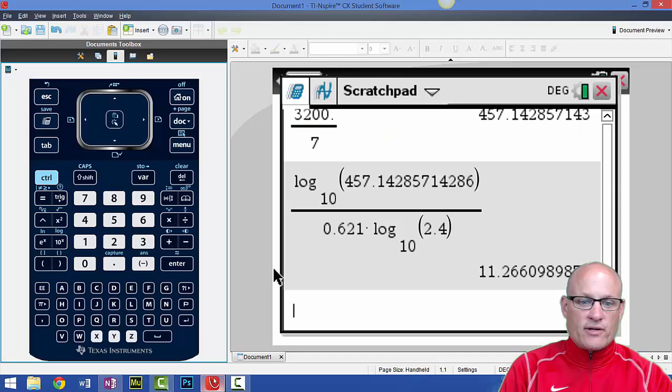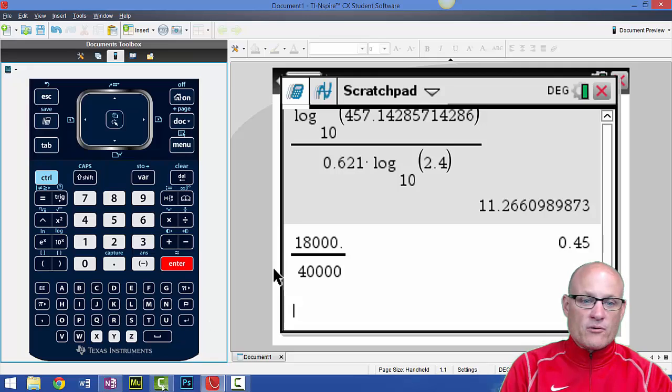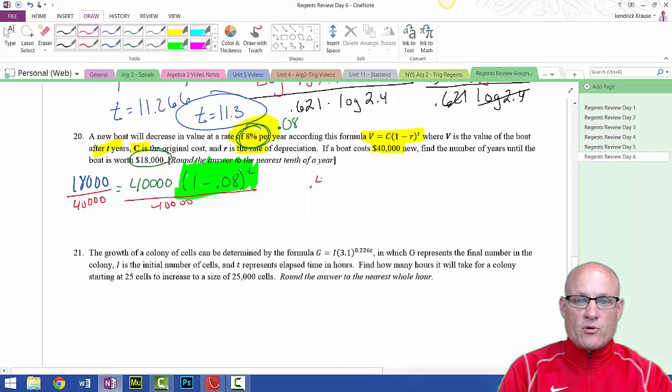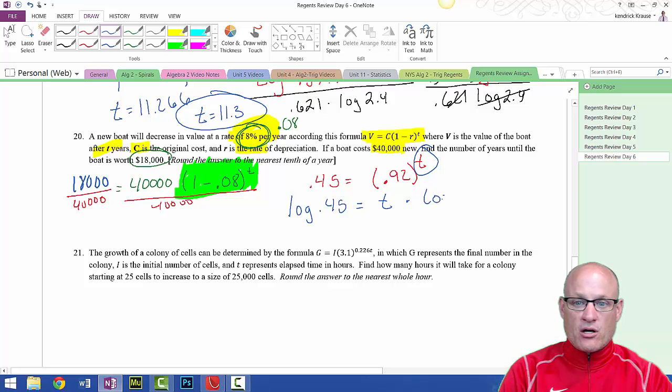So 18,000 divided by 40,000 is 0.45. So 0.45 equals 1 minus 0.08, which is 0.92, to the t. Well, in order to get this out of being in an exponent, I have to use logs. I know you hate them, but you have to. So log of 0.45 is equal to t times the log of 0.92.